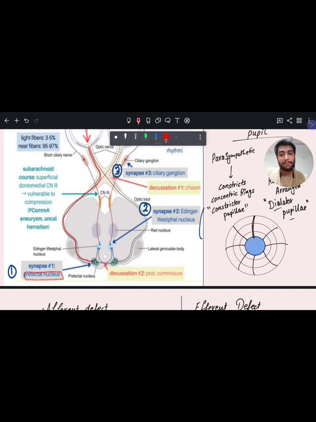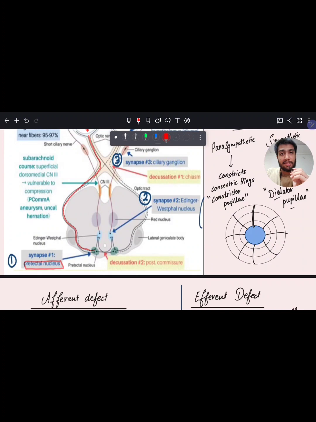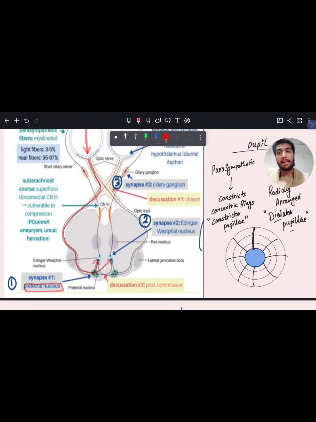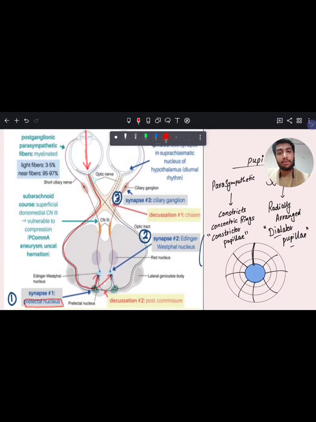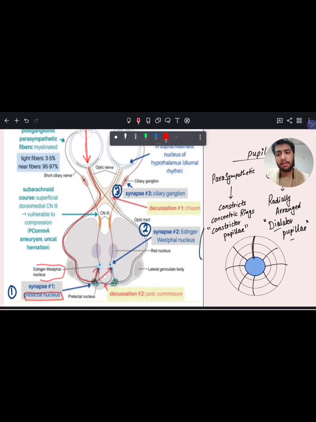and from here the pretectal nucleus will pass on the information to the Edinger-Westphal nucleus of both sides, even the opposite eye. Here's the catch, guys: the pretectal nucleus will pass on the stimulus to the Edinger-Westphal nucleus of both the left and right sides. Even though the light is just falling on the left eye, it gives the information to the Edinger-Westphal nucleus of both sides, and we know that the Edinger-Westphal nucleus is home to the third cranial nerve.